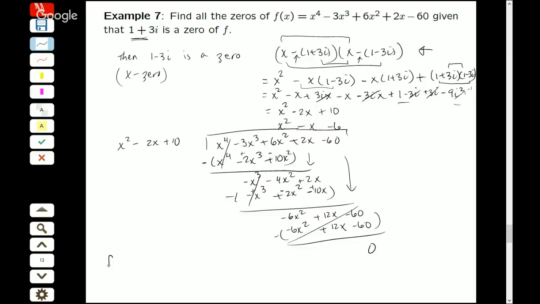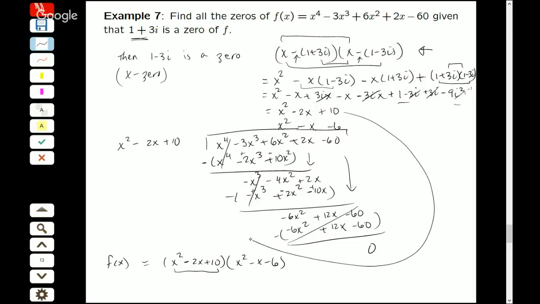So that means our f of x is actually equal to x squared minus 2x plus 10 times x squared minus x minus 6. I can't factor that first part. That came from the imaginary numbers right here. So we're only going to factor the second part. I'm going to put down my two sets of parentheses. How does that factor? I think negative 3 and a plus 2. That look about right?